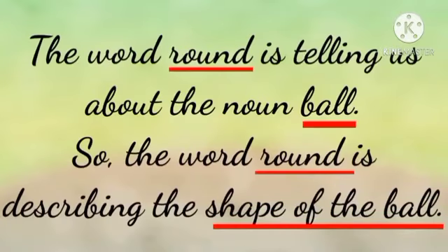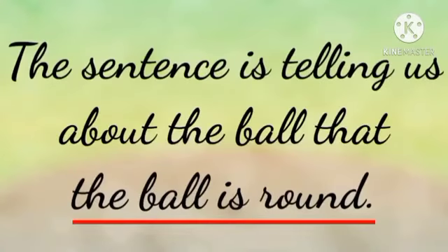Now children, the word round is telling us about the noun ball. The word round is describing the shape of the ball. So, the sentence is telling us about the ball, that the ball is round.